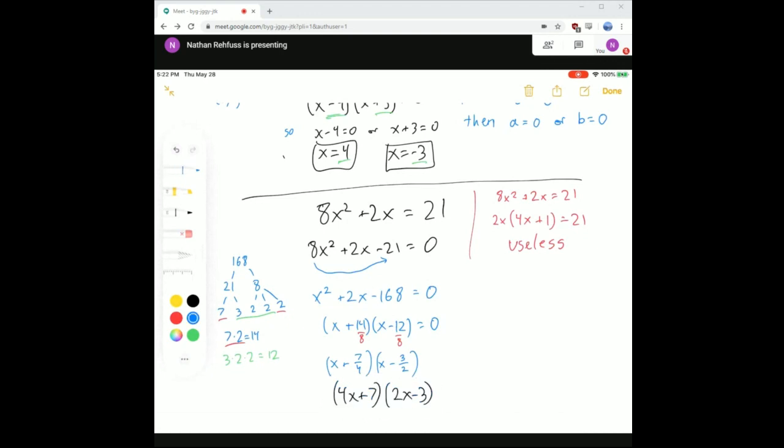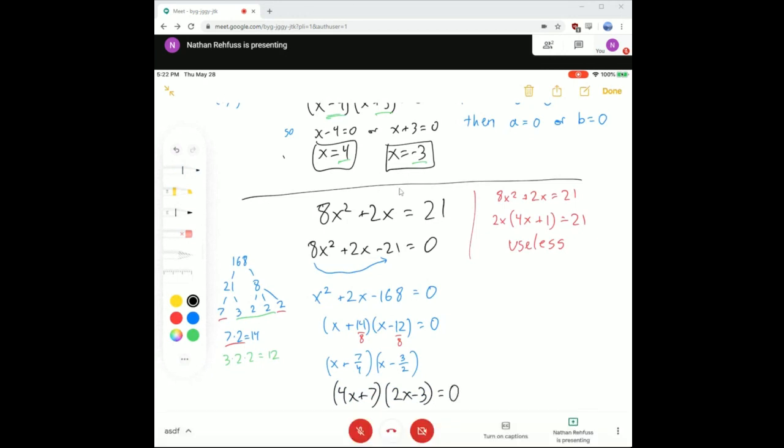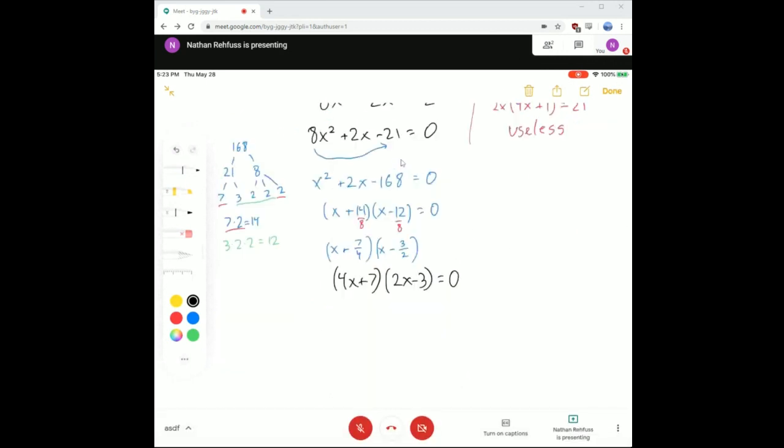So those are the factors of the original problem once you slide back. You can check: if you FOIL 4x plus 7 times 2x minus 3, you really do get 8x squared plus 2x minus 21. So then, the factoring's done.